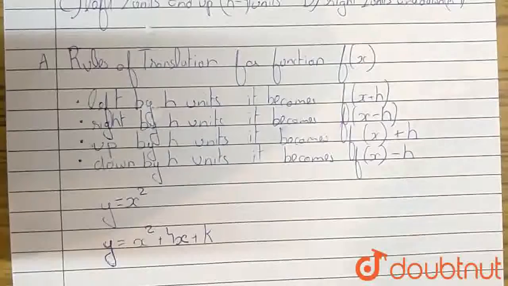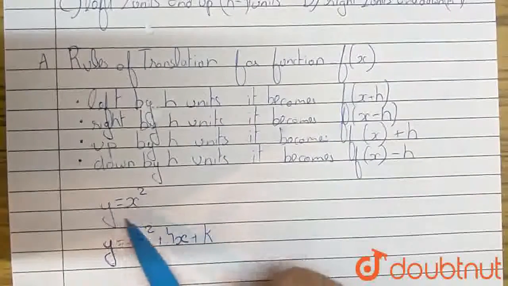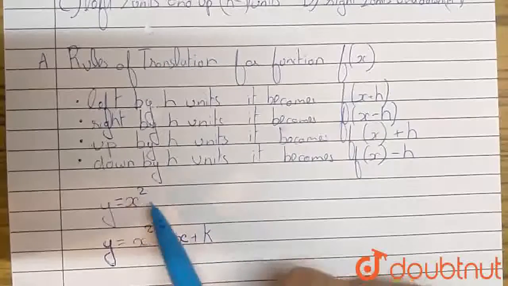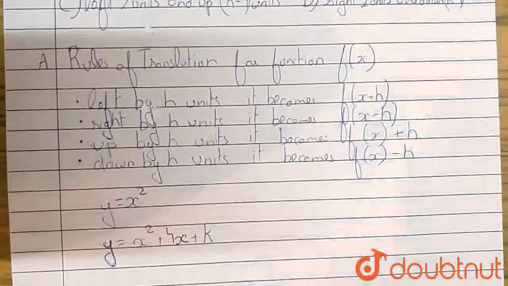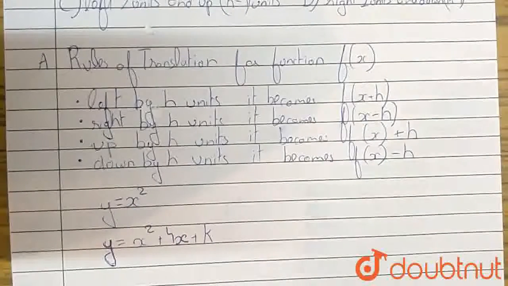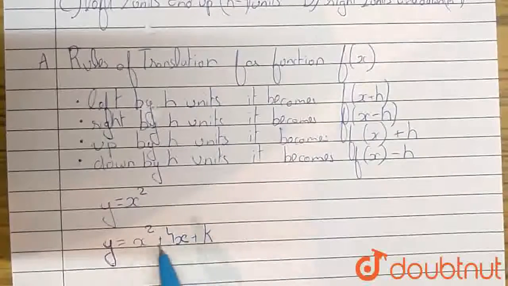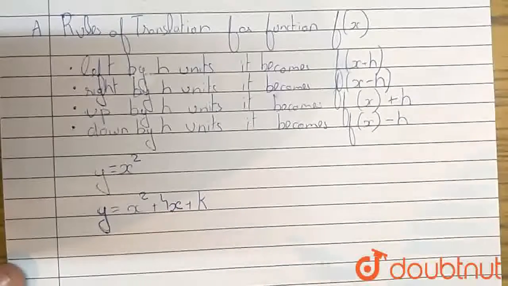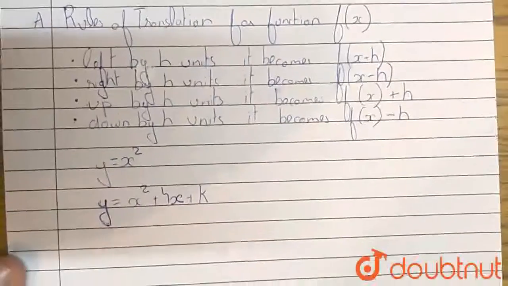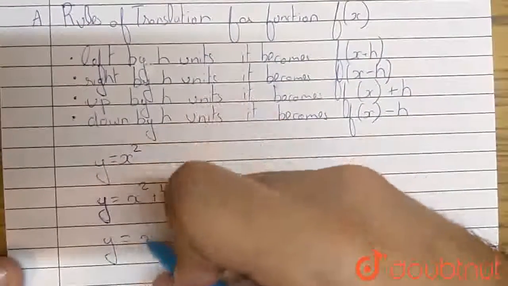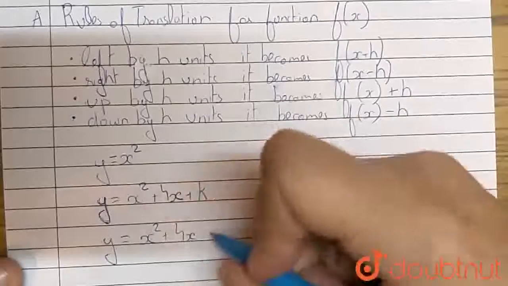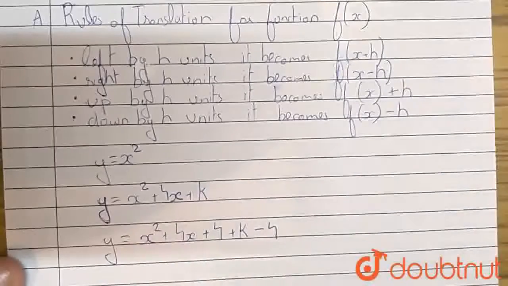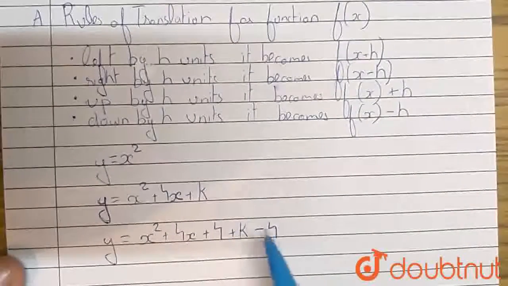So first, as you can see in this function, which was our initial function, all the terms of x are in the square term, as x is being squared, and there is no other terms of x. Hence we must first make this a perfect square, because we cannot have this 4x term unless it is part of a perfect square. So y is equal to x square plus 4x plus 4 plus k minus 4. Here I have added this 4 and subtracted this 4.